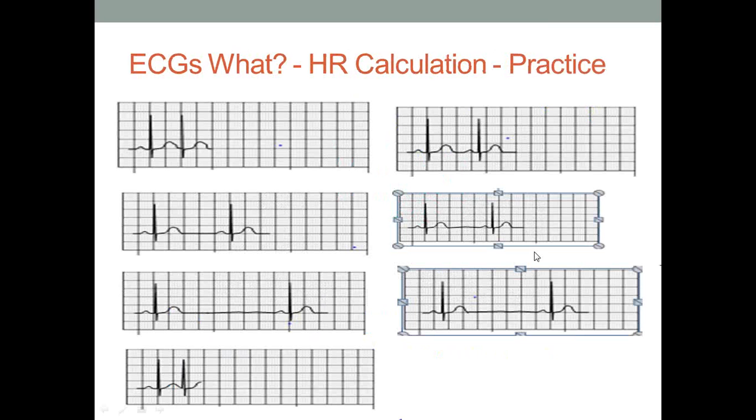All right, so here we get to practice a little bit. Have a look at this first one in the top left. That first QRS complex falls on a dark line. The next one would be 300, and the next one would be 150. So the second QRS complex happens to fall on one of those dark lines, so that's an easy one. We'll say that the heart rate of this one is 150. Do the next one on your own here.